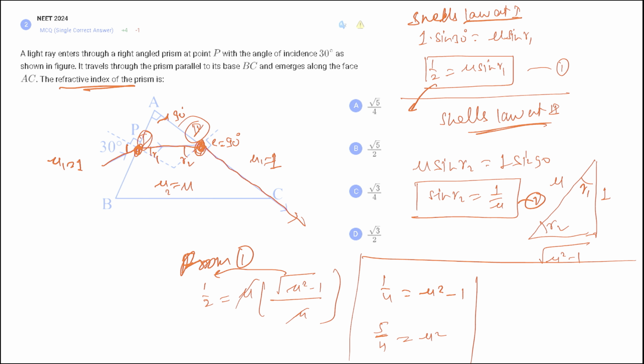सो अभी आप क्या बोल सकते हो इसको बताओ? That is μ equal to √5/2. This is the correct option. So we can say that option number B हमारा करेक्ट आंसर है, right? Easily we are getting the value of this question.